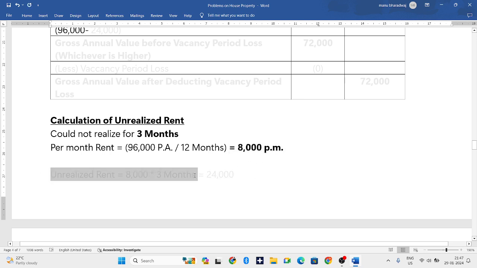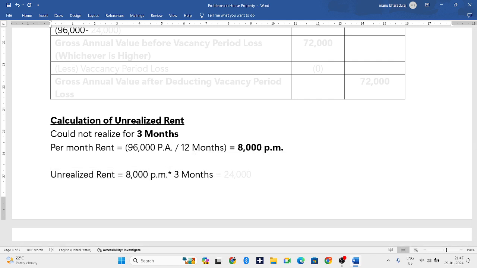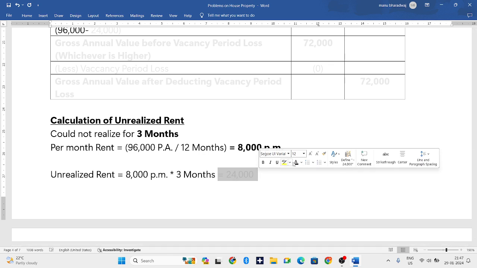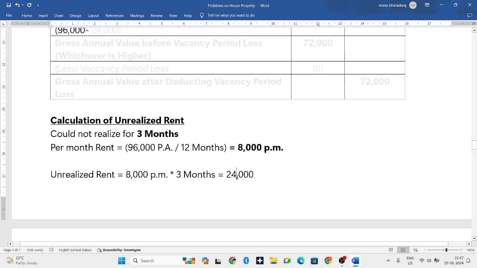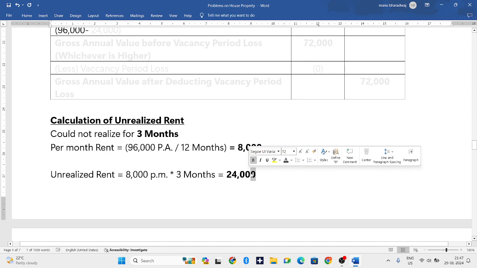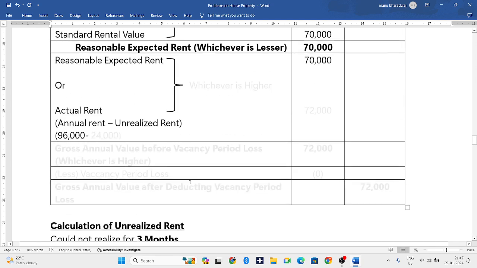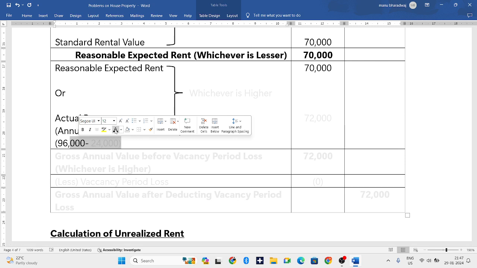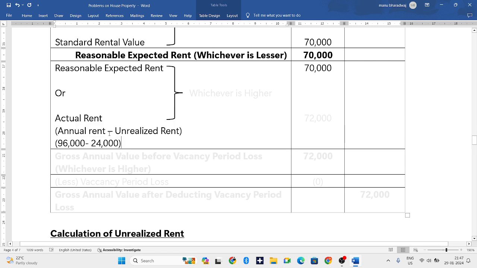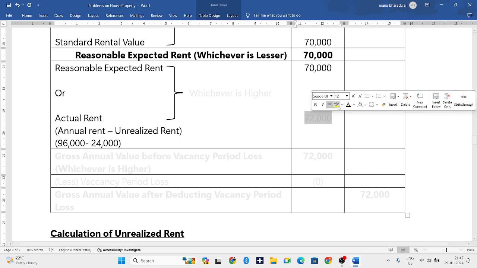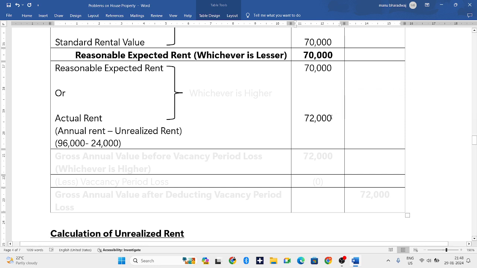So he didn't realize for 3 months. Sorry, I will multiply 8,000 per month into 3 months, which gives 24,000 rupees. 24,000 is the unrealized rent, the rent that could not be realized. So 96,000 minus 24,000 gives us the actual rent. So 96,000 minus 24,000 will be 72,000.